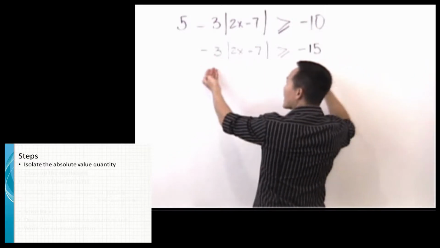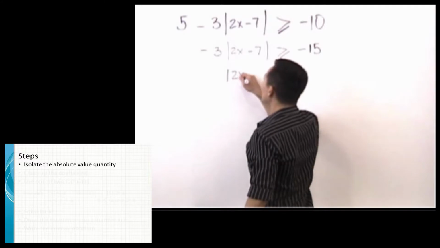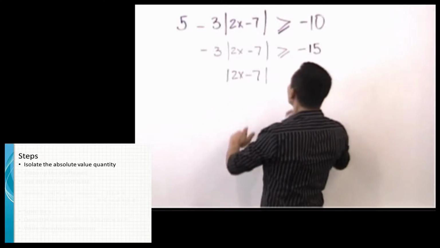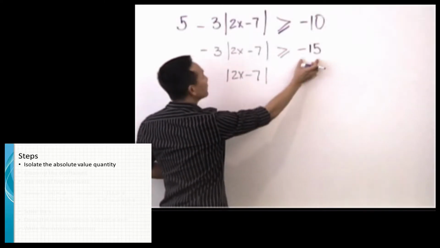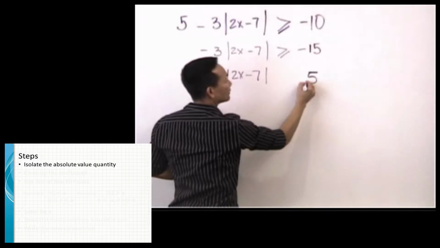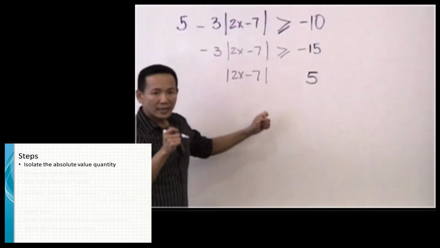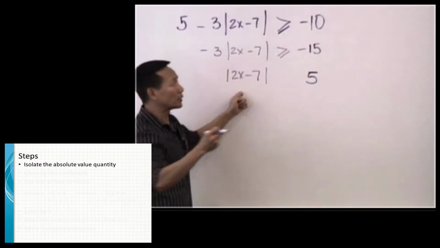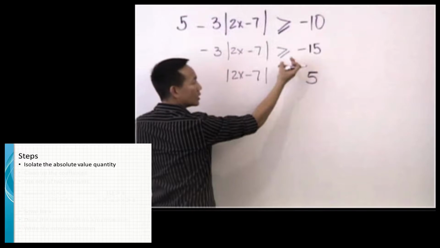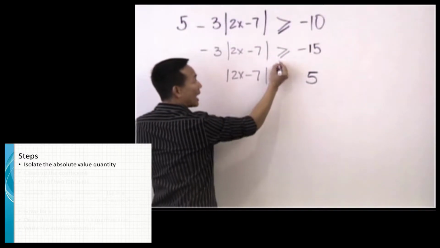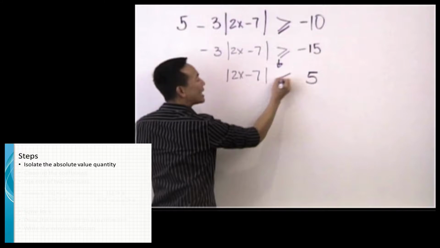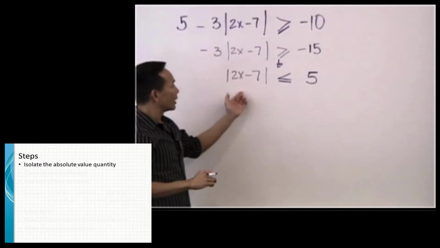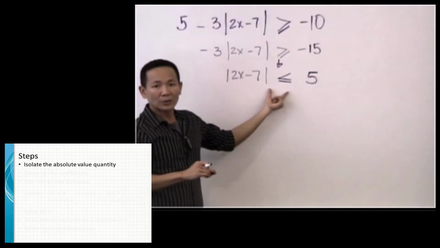-3 divided by -3 is 1. I have 2x minus 7 with the absolute value left. And over here, I divide -15 by -3. I have +5. And once again, when we divide both sides of the inequality by a negative number, we have to switch the inequality sign. And now this will become less than or equal to 5. So we end up with this less than or equal to 5.